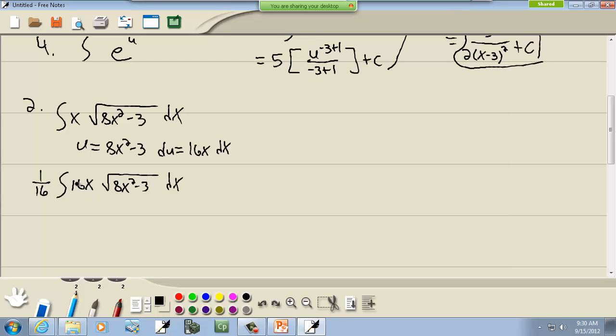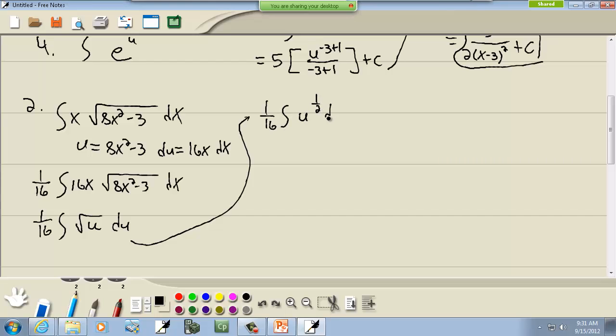Remember, you can always put a number inside, but you just got to offset it with the reciprocal of it out in front. And so now we're going to replace the 8x squared minus 3 with u. So this is the square root of u. The 16x dx we replace with du. I'm going to rewrite that as u to the 1/2 power du. And now we're ready to add 1 to our power, and divide by our new power.